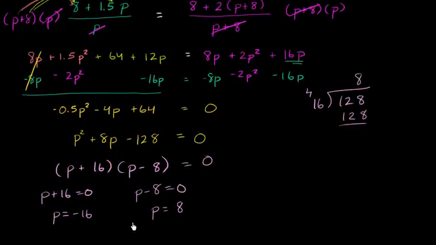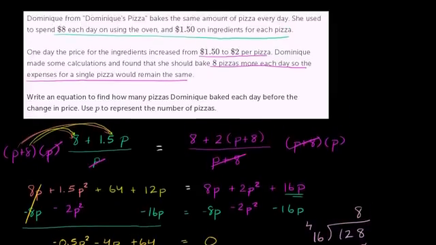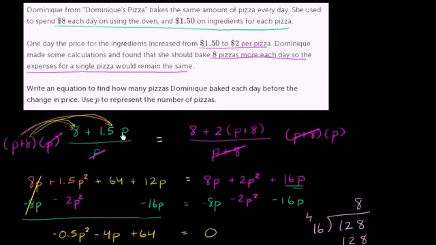Now, we're talking about a number of pizzas made, so negative 16 doesn't apply. This would be like Dominique eating 16 pizzas or somehow destroying 16 pizzas a day. We're not interested in that solution. So if we want the solution to the original question, the number of pizzas she made before the increase in price, she made 8 pizzas per day. So p right over here needs to be equal to 8. Before the change in price, she made 8 pizzas a day. After the change in price, she made 8 more pizzas a day, or 16 pizzas per day.